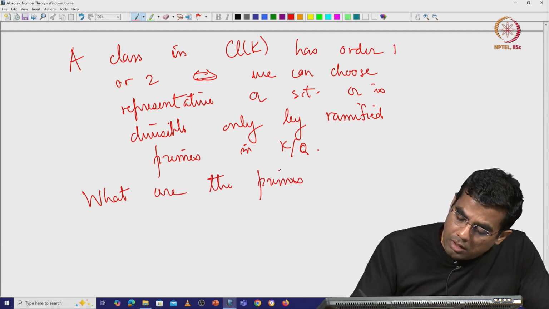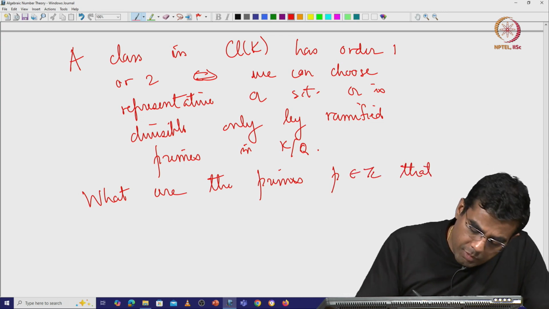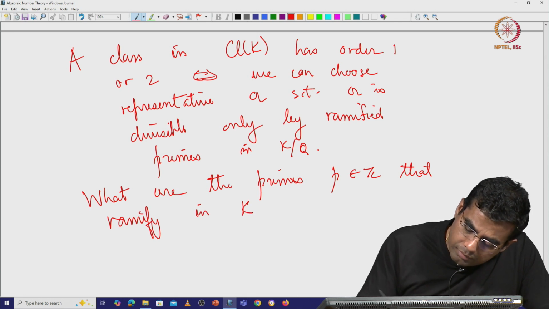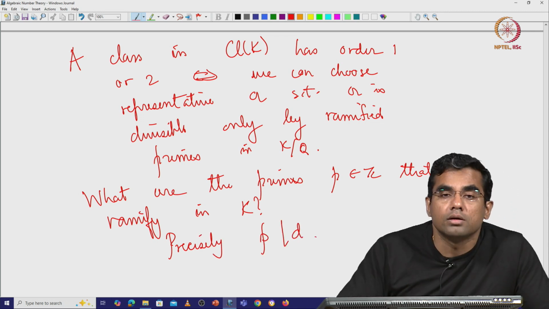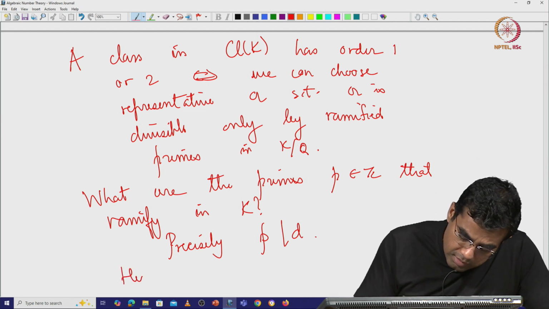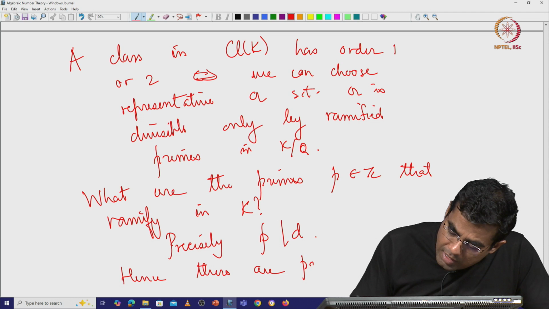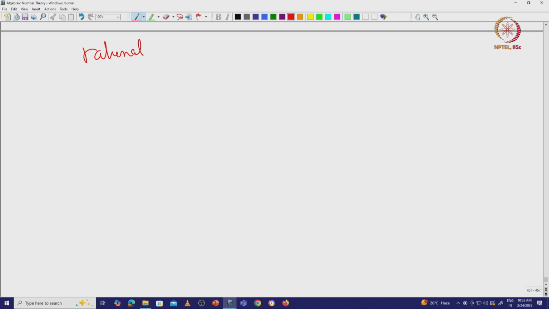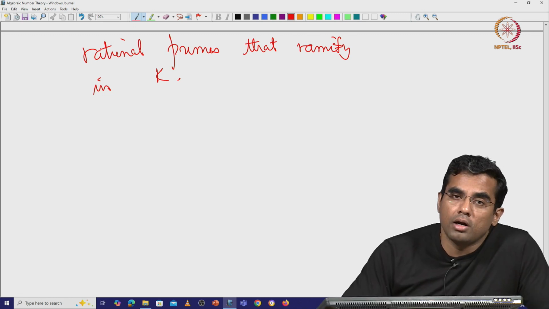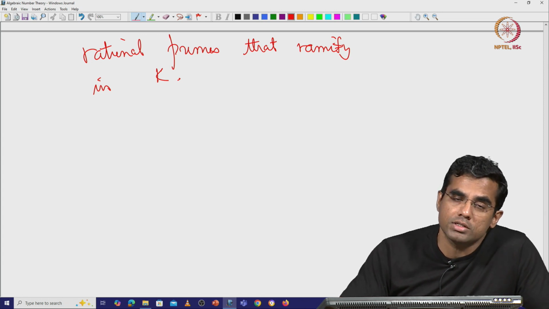The primes p in Z that ramify in K are precisely the primes p dividing D. And so there are precisely t rational primes that ramify in K, right.